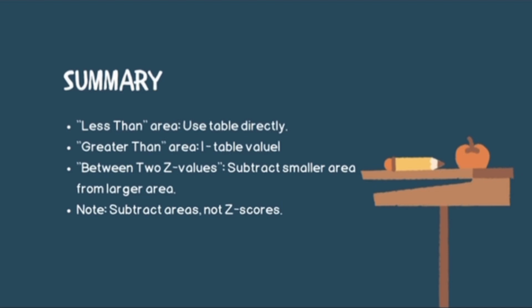In summary, if you're finding a less than area using the cumulative less than table, the area in the table is the answer. If you want a greater than area, then do 1 minus the area from the table. And if you want the area between two z values, then do the bigger area, which will correspond to the larger z value, minus the smaller area, which will correspond to the smaller z value. Note that we do not subtract z values, we only subtract areas.